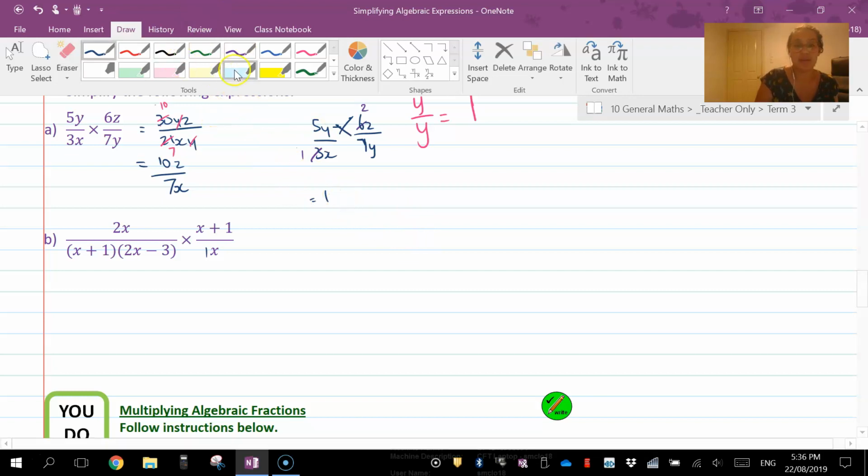If you have a look back up here, the y is also a common factor on these sides. So 10z, and that's the top one, and x times 7, 7x. Look at that. There we go, same answer, hey?